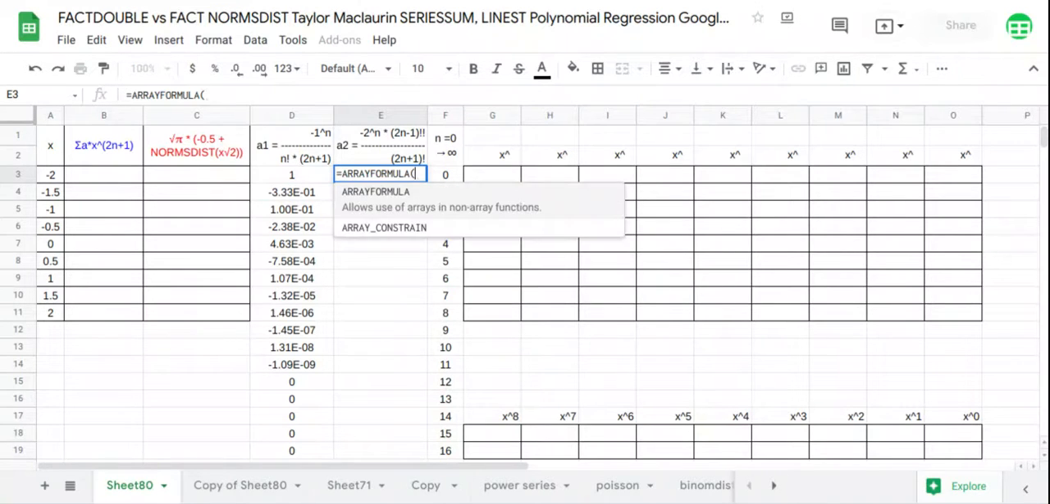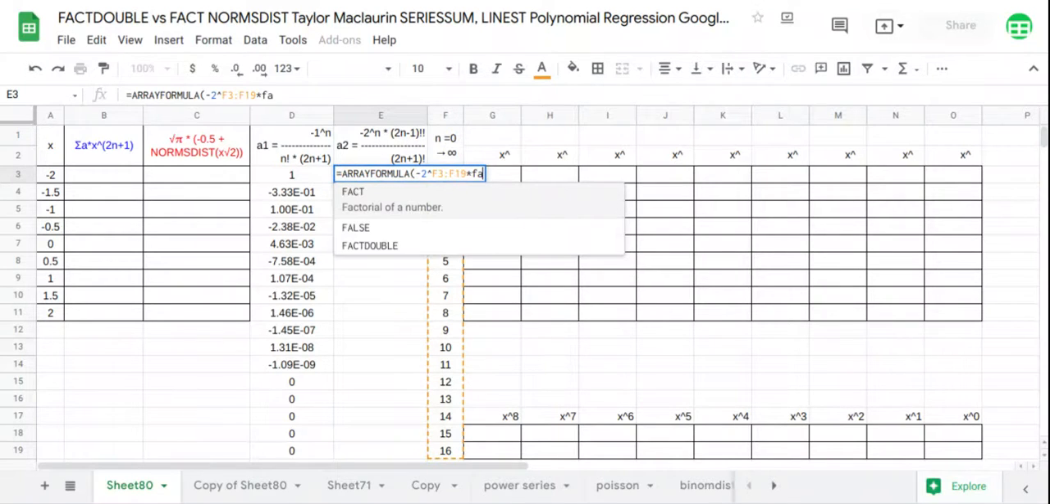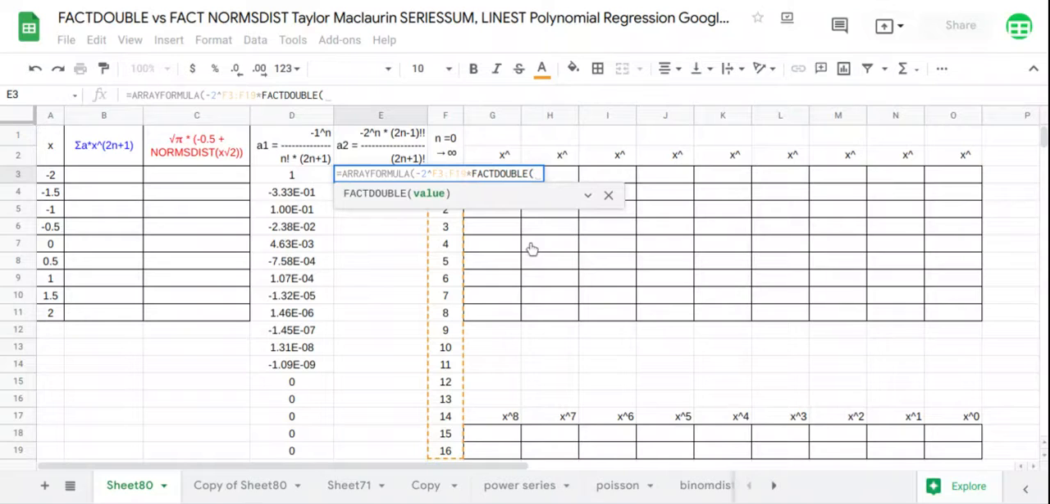And here's the factorial coefficients. Next, we continue with the double factorial coefficient. So array formula, minus 1 raised to the power n. Times, the second part is double factorial. So double factorial of 2n minus 1. So 2 times n minus 1. That's the numerator. Now the denominator, which is factorial of 2n plus 1.